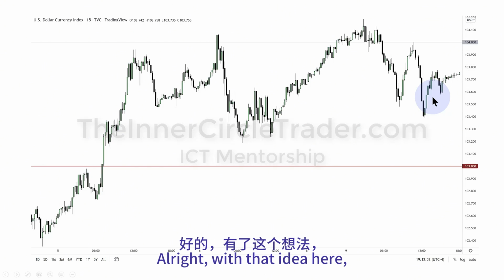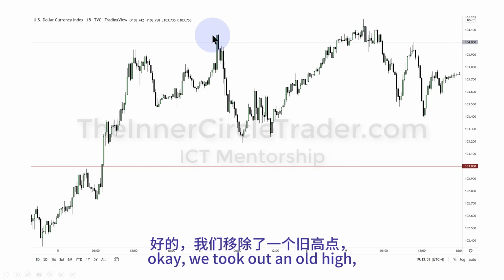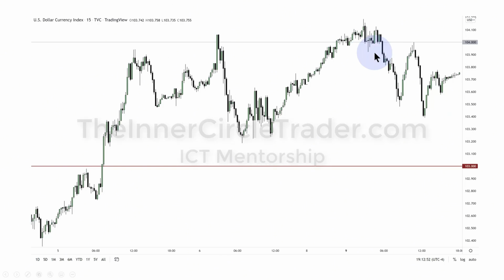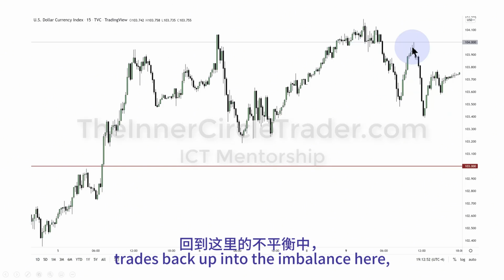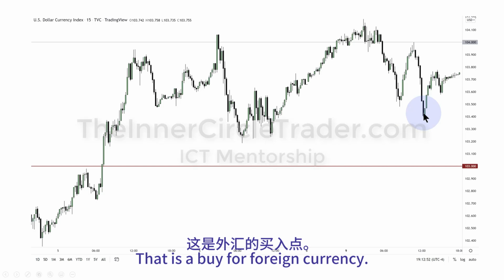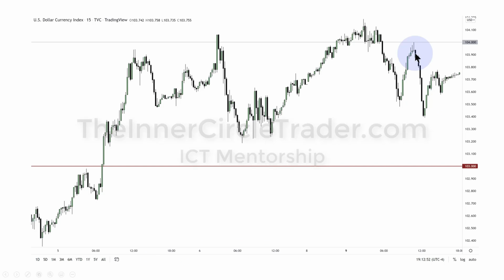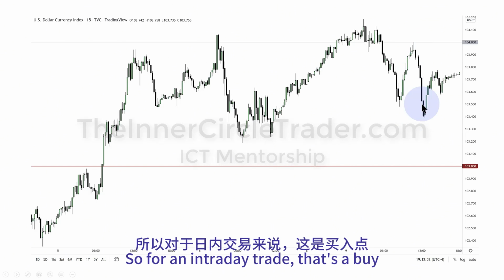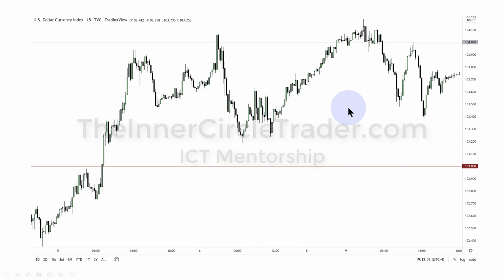All right, with that idea here, okay, we took out an old high, we broke down, displacement, trades back up into the imbalance here, aim for the sell side liquidity here, breaks lower. That is a buy for foreign currency. So for an intraday trade, that's a buy for like euro and cable. We'll look at that now.